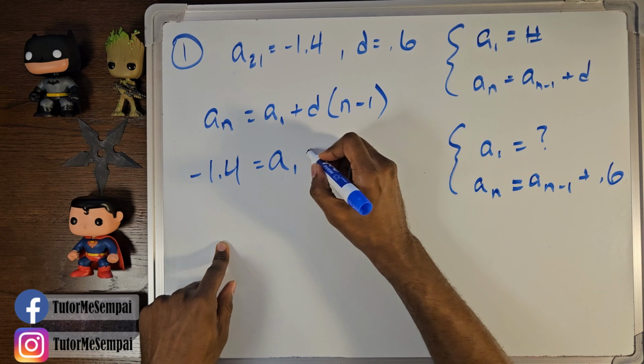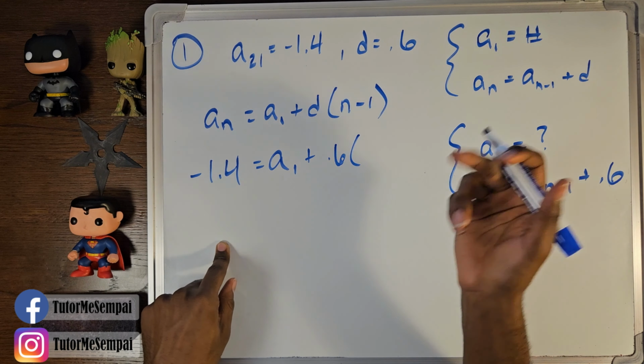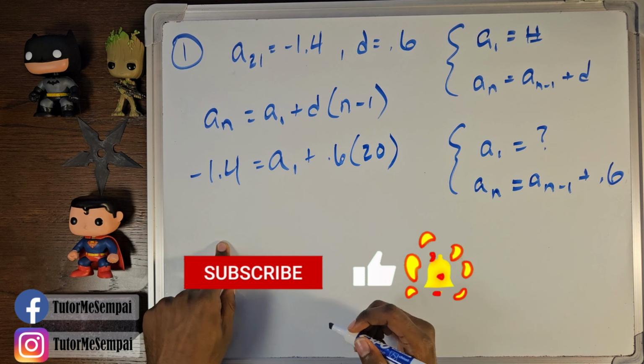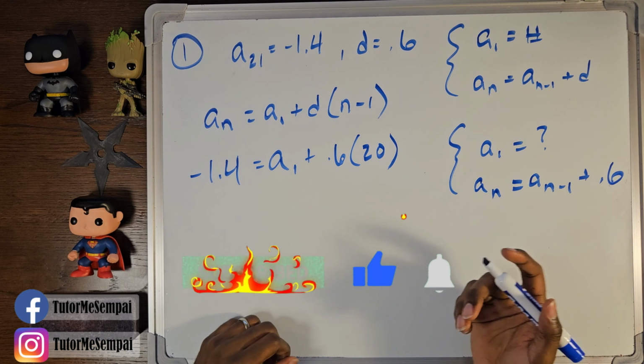We want to solve for that. We know what d is, 0.6, and we know what n is, so we know what n minus 1 is. That's going to be 20. Now we simply solve for a sub 1. And when we do that, we get the following.